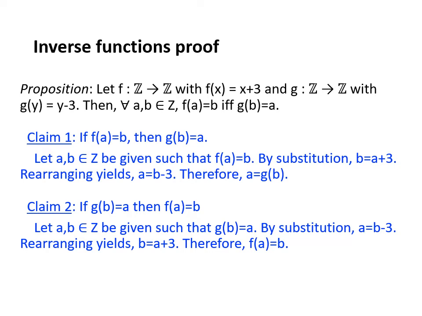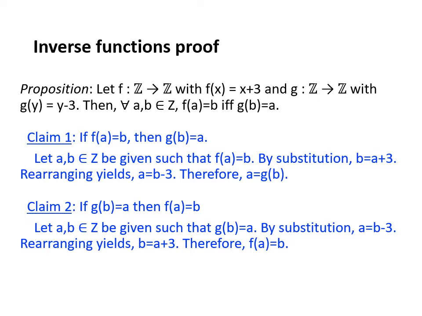So how do we do a proof that two functions are inverses of each other? So let's say we have the following proposition. Let f map Z to Z and be defined as f of x is equal to x plus 3, and g also maps Z to Z with g of y is equal to y minus 3. Then we want to show that for all a, b element of Z, f of a is equal to b if and only if g of b is equal to a.